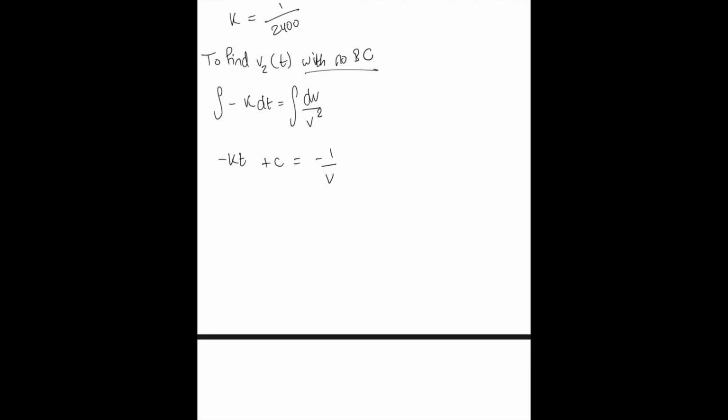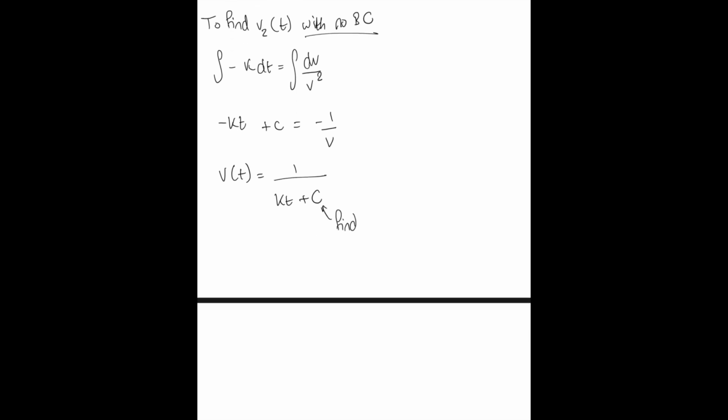Now to find velocity as a function of time with no boundary conditions, we're going to do the integral again, but without boundary conditions this time, to find the general solution. And that gives us minus kt plus c is equal to minus 1 over v. Now, if we rearrange this equation, we get the velocity is equal to 1 over kt plus c.